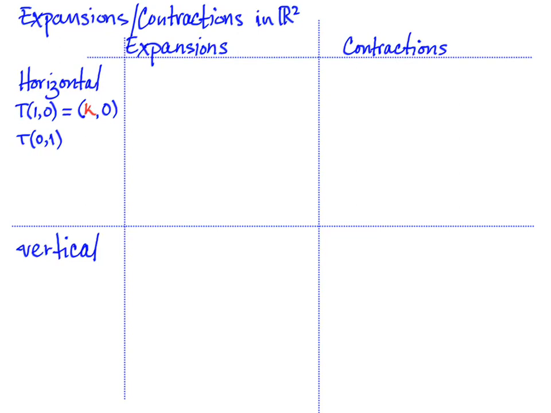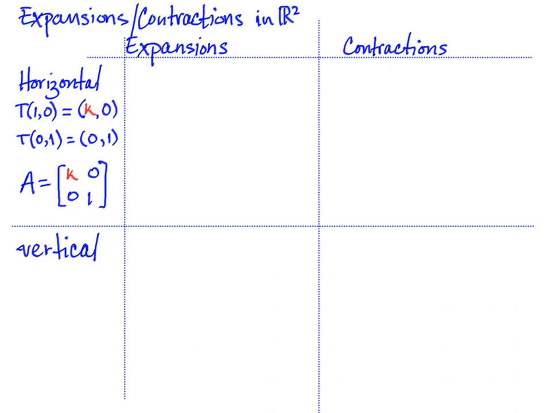For the second standard basis vector, we're doing the same thing. We're just multiplying the first component of the vector by the scalar k. Well, the first component is 0. So k times 0 is 0, and the second component doesn't change. So that means that the standard matrix for that transformation, we just take the two image vectors and line them up as the columns. So the first column is k, 0, the second column is 0, 1.